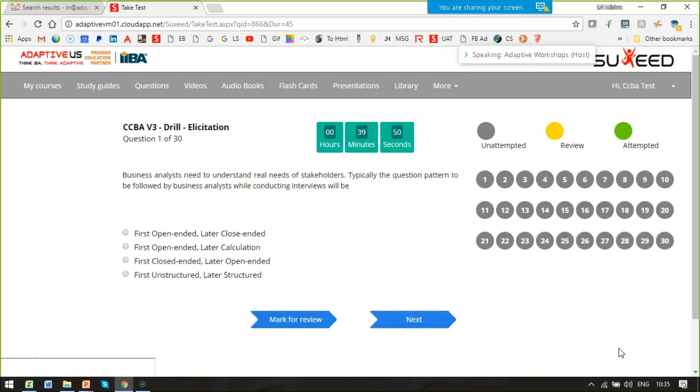Understand real needs of the stakeholder. But the question is about what? It's about question pattern, not about the interview pattern. But it says interview. No, I know during the interview, but what is the question about? It's the question pattern which you have to answer.